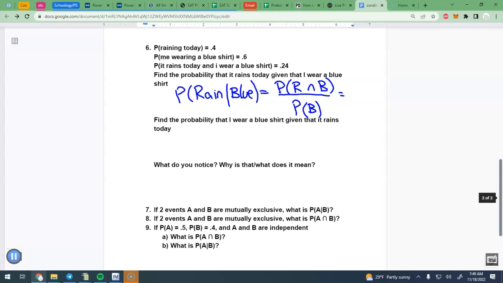So the probability of both is 0.24. What's the probability I wear a blue shirt? 0.6. If you divide those, you get 0.4.